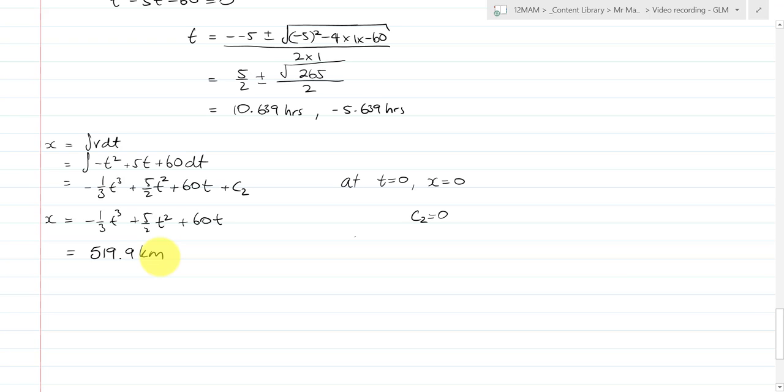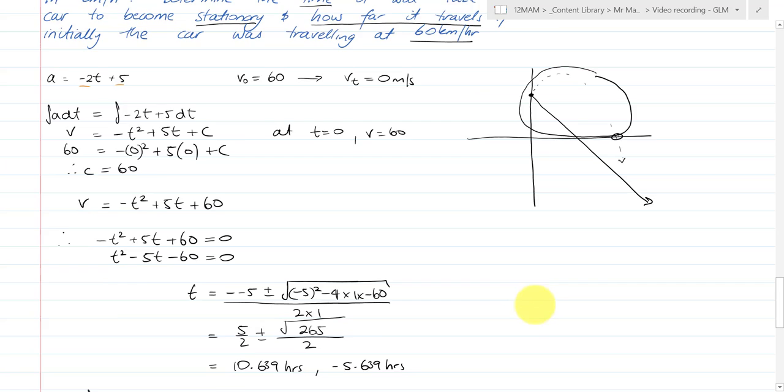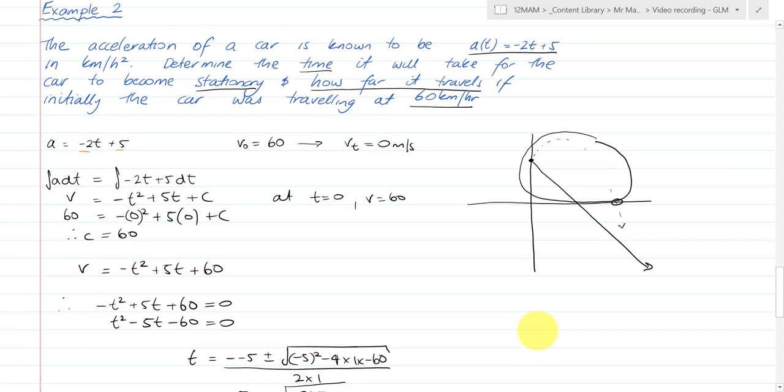So again, we go back to that unrealism in the answer. If you're traveling for 10.639 hours at 60 kilometers an hour, you'll get to about 640 kilometers. We've got 519, but this is slowing down over time. It speeds up at first and then slows down over time. So, you know, we're pretty happy with that. So there's my displacement and my time, and it gives us that overall distance traveled, and it gives us the time when the car becomes stationary.